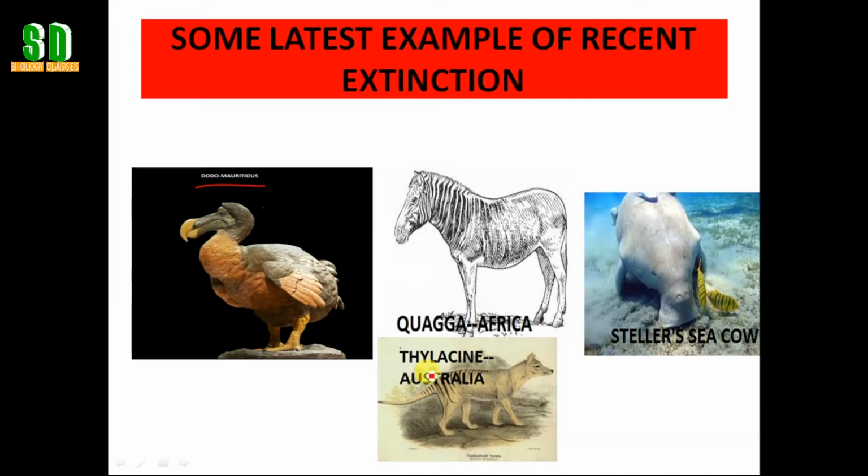Another example we can see is the thylacine. It is also called the Tasmanian wolf or Tasmanian tiger. It is a large carnivorous marsupial found in the Australia region. So these are a few examples of recent extinction. Another we can see is the subspecies of tiger. Three subspecies of tiger, remember the names: Bali, Javan and Caspian. These three subspecies of tiger got extinct. So we can get the ideas of the latest examples of recent extinction.